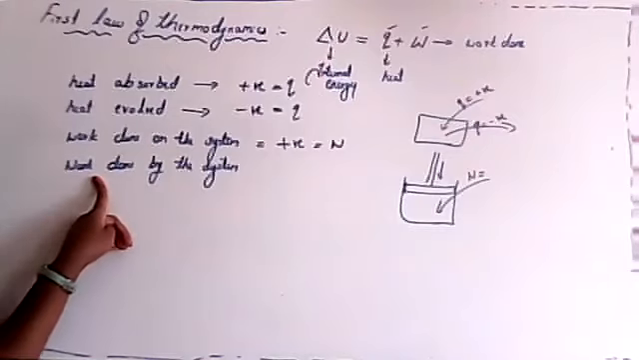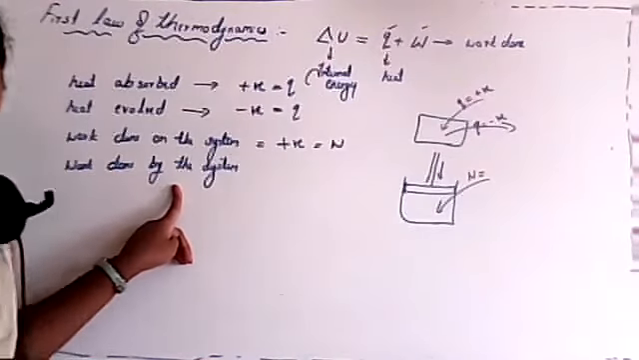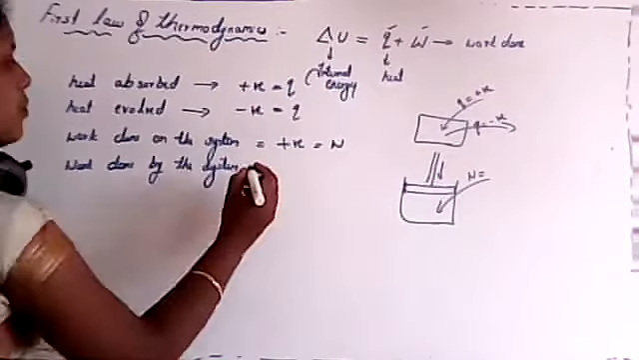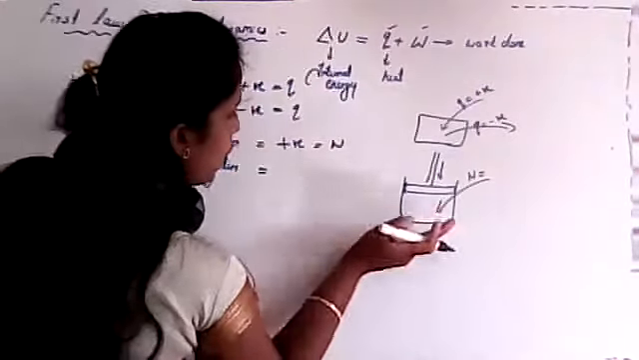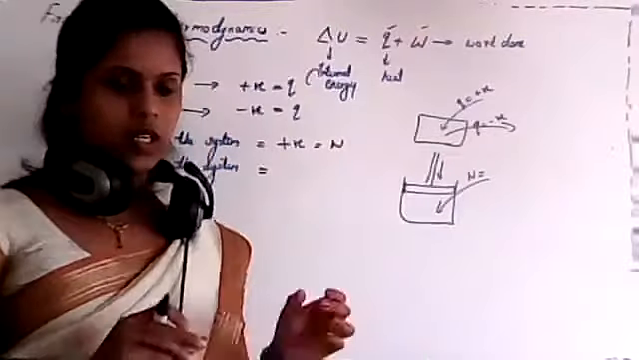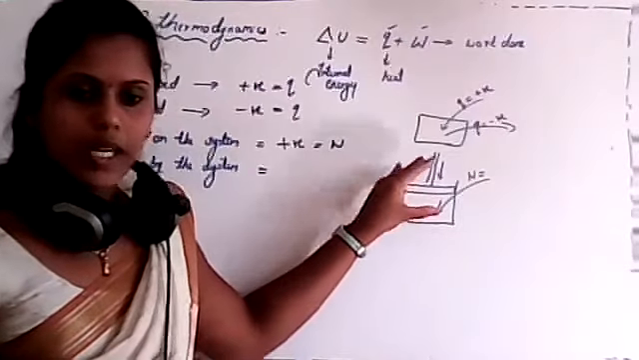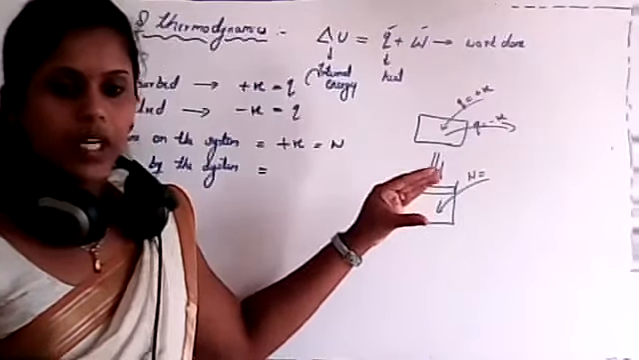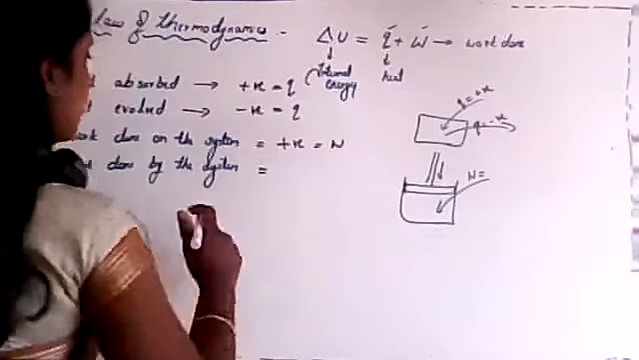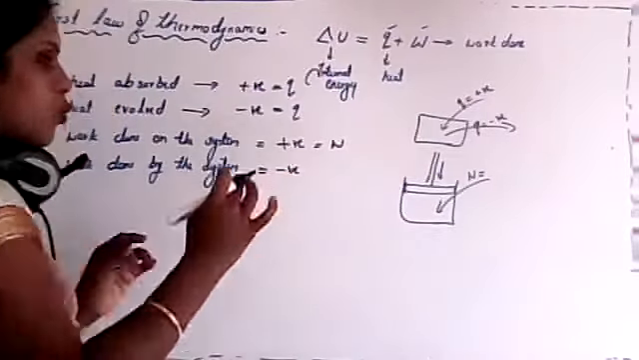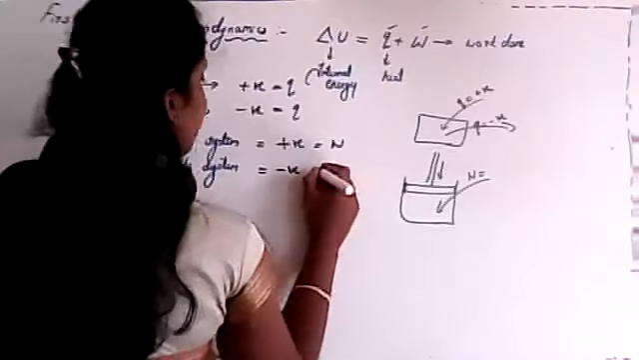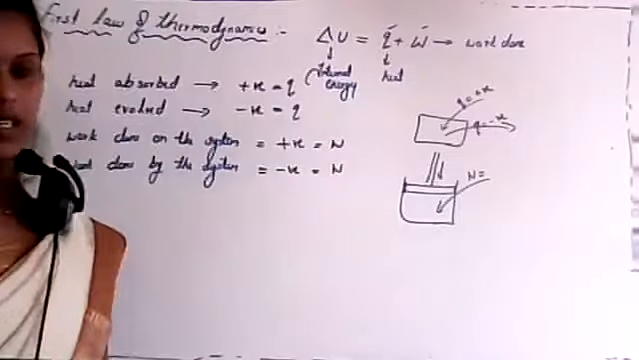Next one, work done by the system. What is work done by the system? See, now internal pressure is more than external pressure. That means what happens? Piston will move upwards. So that's why it is negative. Work is done by the system. Energy is lost by the system. So that's why W value is negative.